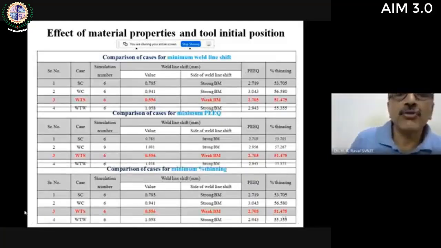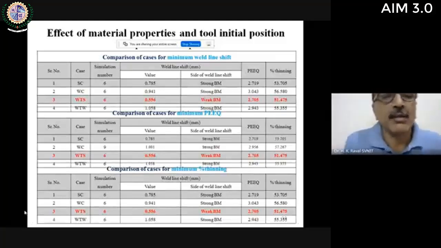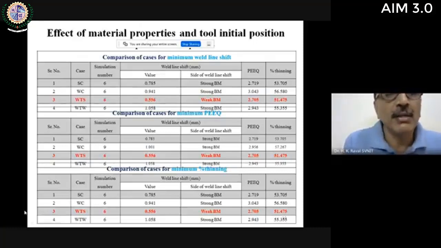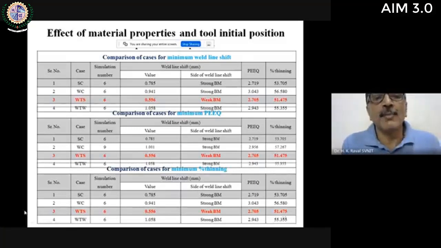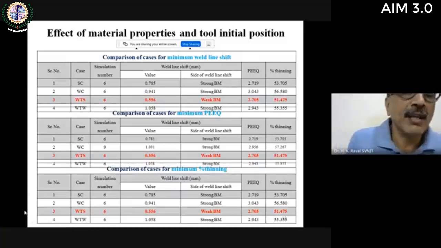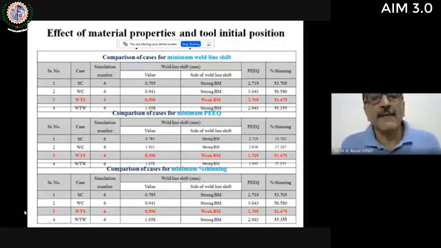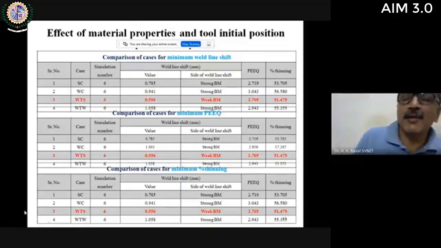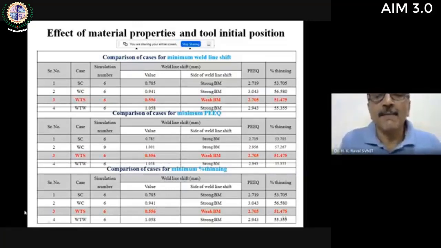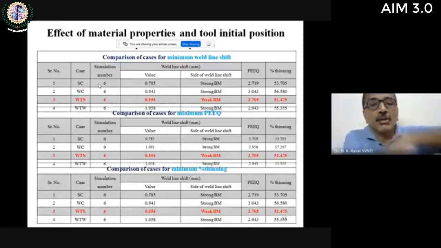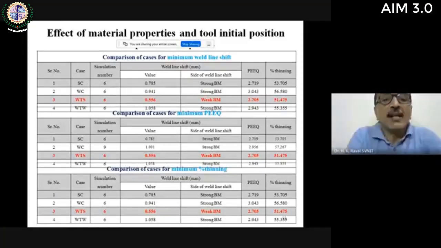We did the study for all four different starting points. SC stands for strong center starting point, WC means weak center, WTS means weld to strong, and WTW means weld to weak. That is, the starting point is on the weld and the tool is moving towards the stronger side, or the starting point is on the weld and it is moving towards the weaker side. The combinations of results are tabulated here. For each of these starting points, 9 trials were done. So in total, 36 trials.